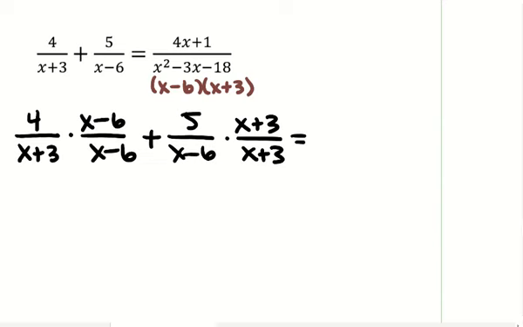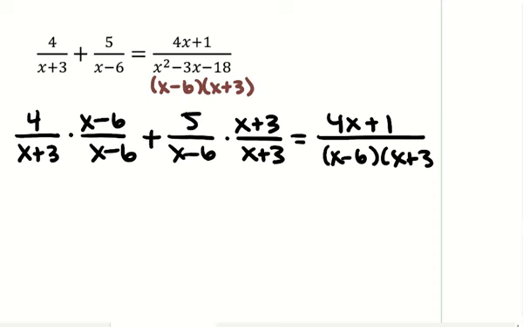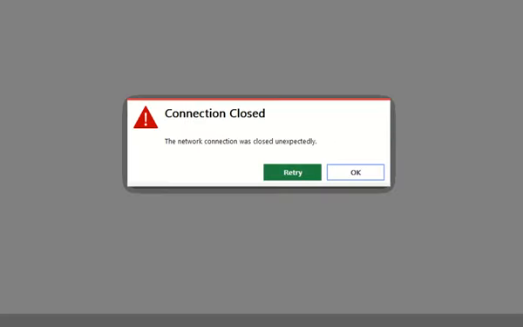And that's equal to 4x plus 1 over this thing that we decided was x minus 6 times x plus 3. And I'm actually going to distribute these. So I've got 4x minus 24 plus 5x plus 15. We've got the common denominator, so we're using it. That's equal to 4x plus 1 over x minus 6 times x plus 3. And now I can kind of clear out the denominator.